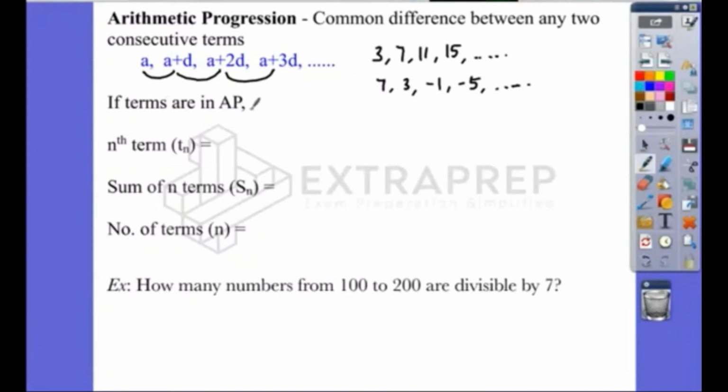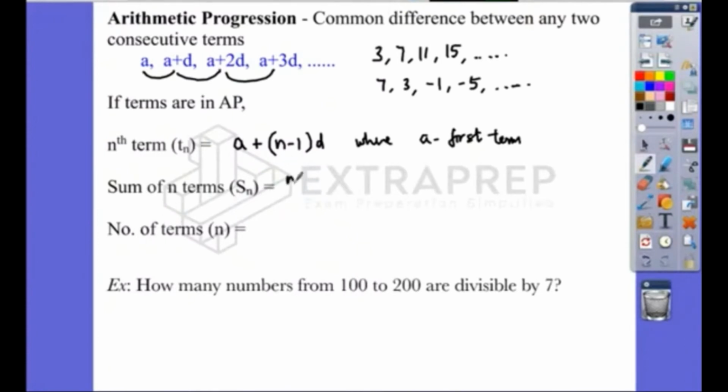A plus D, A plus 2D, A plus 3D, and so on is the common form of an arithmetic progression. Now if terms are in AP, or in arithmetic progression, the nth term will be A plus n minus 1 into D, where A is the first term and D is the common difference.